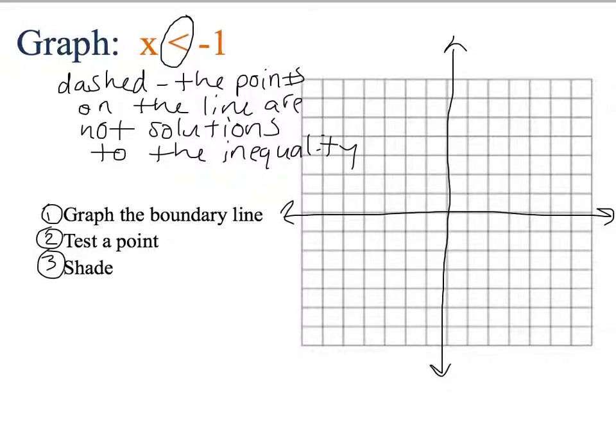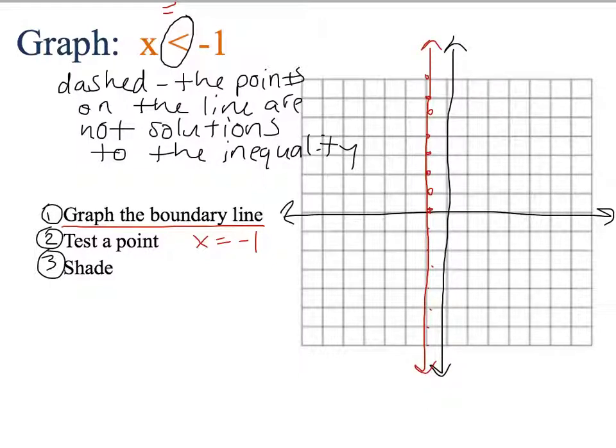The points on the line make it so that x is equal to negative 1, and that wouldn't be a solution to the inequality. That would be a solution to the equation that we're going to graph for the boundary line. So for our first step of graphing the boundary line, we're going to make it x equals negative 1. So x is equal to negative 1 here and every point on this vertical line. So remember, if you have x equals negative 1, you're going to have a vertical line. If you have y equals something, you're going to have a horizontal line. So let's go ahead and draw our line here.